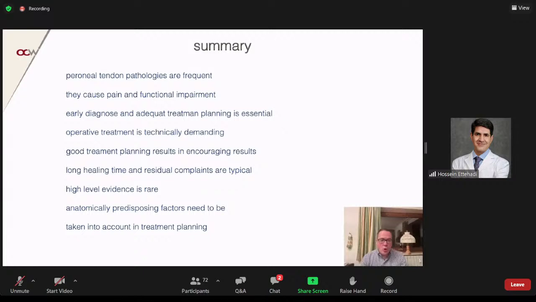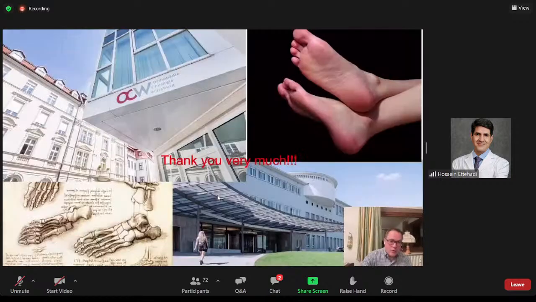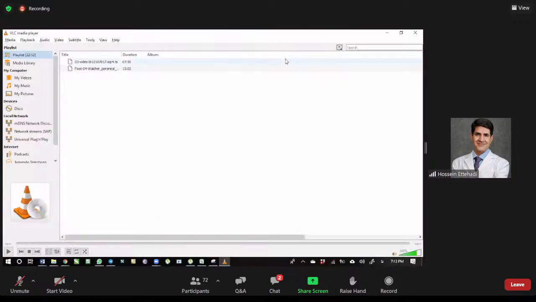So in summary, peroneal tendon pathologies are frequent. They cause pain and functional impairment. Early diagnosis and adequate treatment planning is essential. Operative treatment is technically demanding. Good treatment planning results in encouraging results. Long healing time and residual complaints are typical. High-level evidence is rare, and anatomically predisposing factors need to be taken into account in treatment planning. Thank you very much.